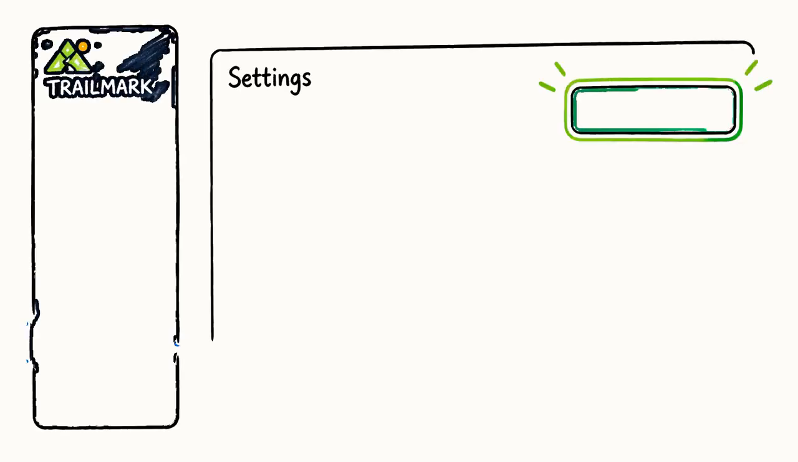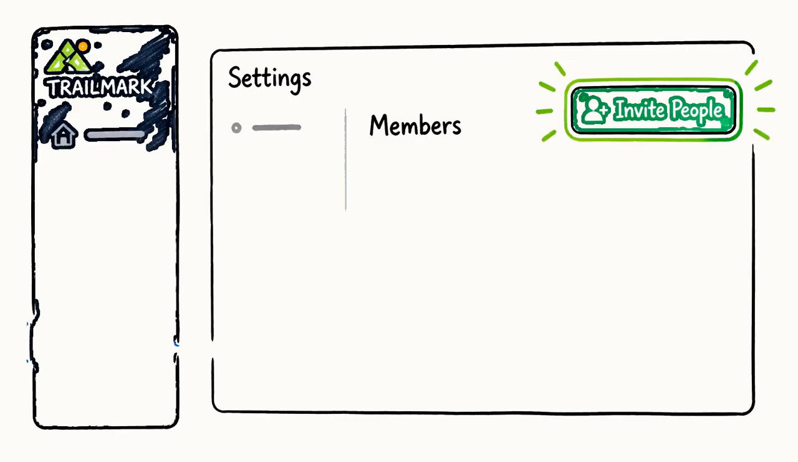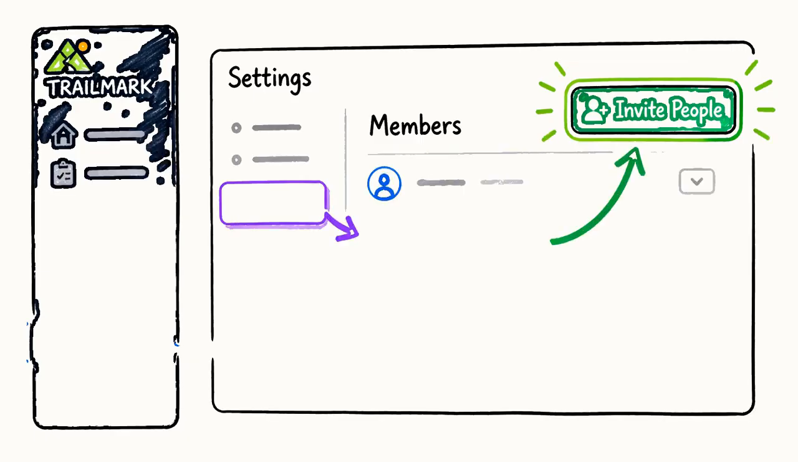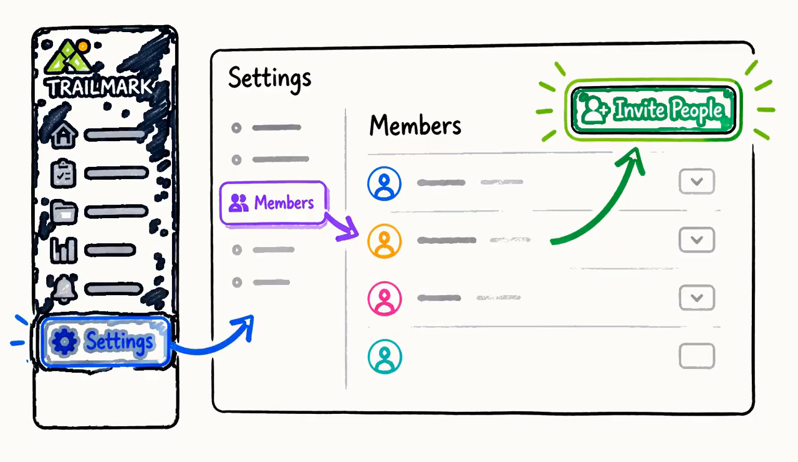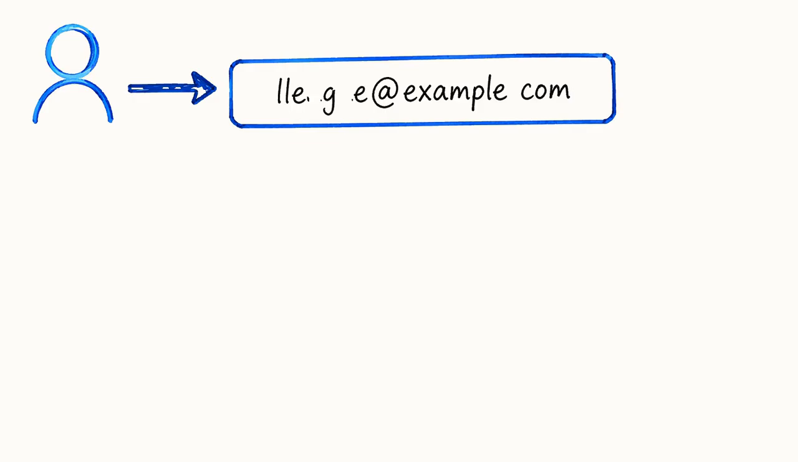First, let's invite a single teammate. From the main sidebar, navigate to Settings, and then click on Members. In the top right corner, you'll see a prominent Invite People button. Click that. A dialog will pop up asking for an email address. Just type in your colleague's email.